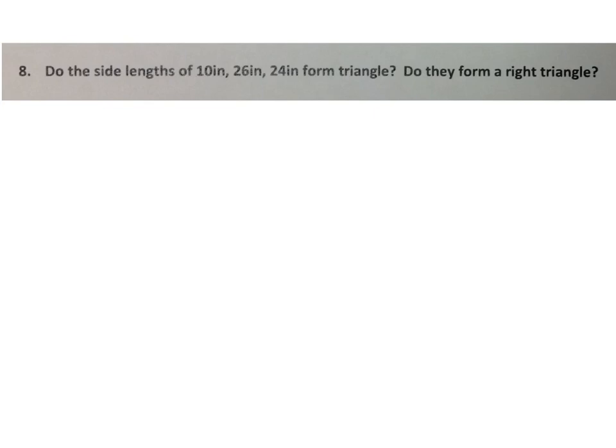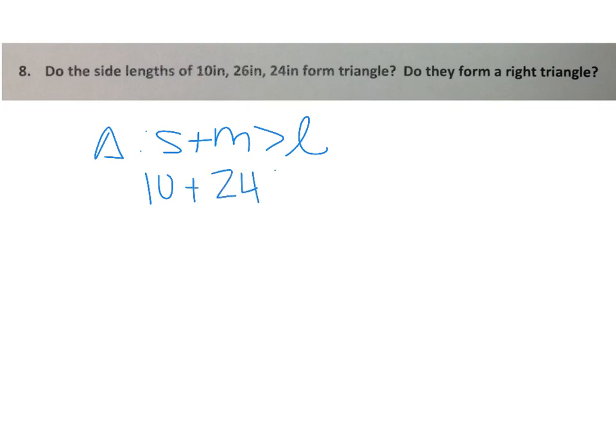And final question, we want to figure out if the side lengths of 10, 26, and 24 form a triangle. If they form just any old triangle, then the small plus the medium must be bigger than the large. Our small is 10, our medium is 24, and if I add that, that will be bigger than 26. So that is yes. Be careful because these numbers were not in order from smallest to largest.